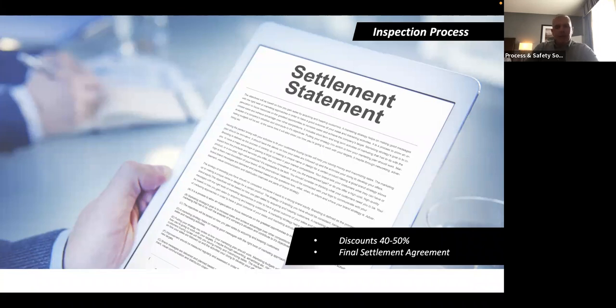Oftentimes during settlement, informal conferences, you can negotiate some type of settlement agreement. Oftentimes you can get your fines reduced by 40 to 50%. Oftentimes OSHA doesn't want to take these to court any more than you do, so they'll be willing to negotiate some discount on the fines. Never negotiate on the abatement though. If you've got an identified hazard, you still must abate it. Again, out of that will come a final settlement agreement that includes all of the dates. Everything has to be abated, etc.